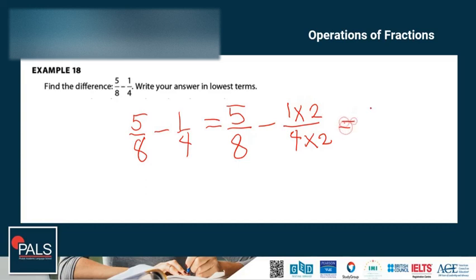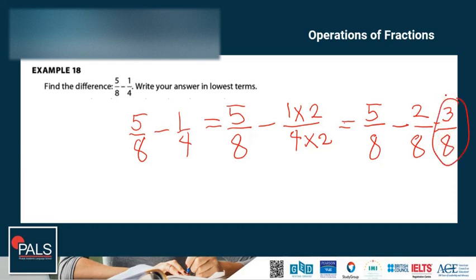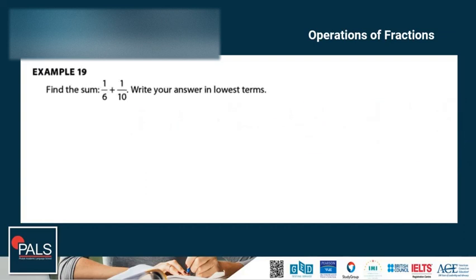So we have 5 over 8 minus 1 times 2 is 2, 4 times 2 is 8. The answer is 5 minus 2 is 3, then the denominator 8. So 3 over 8 is the answer. Let's try another example, example 19.